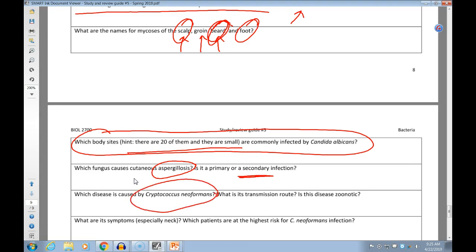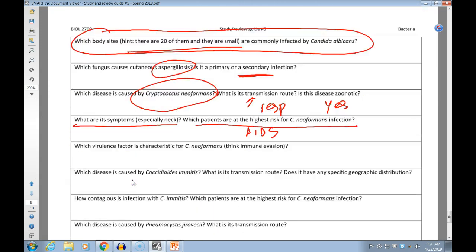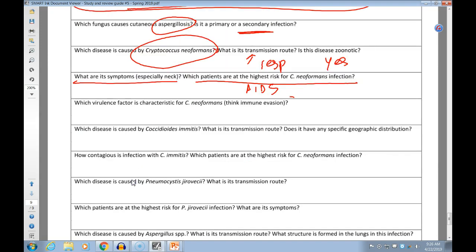Cryptococcus neoformans: chronic meningitis in AIDS patients. So stiff neck, nausea, headaches. AIDS patients are at the highest risk. Transmission route: respiratory. Zoonotic disease, bird droppings. The virulence factor characteristic for Cryptococcus neoformans is the capsule.